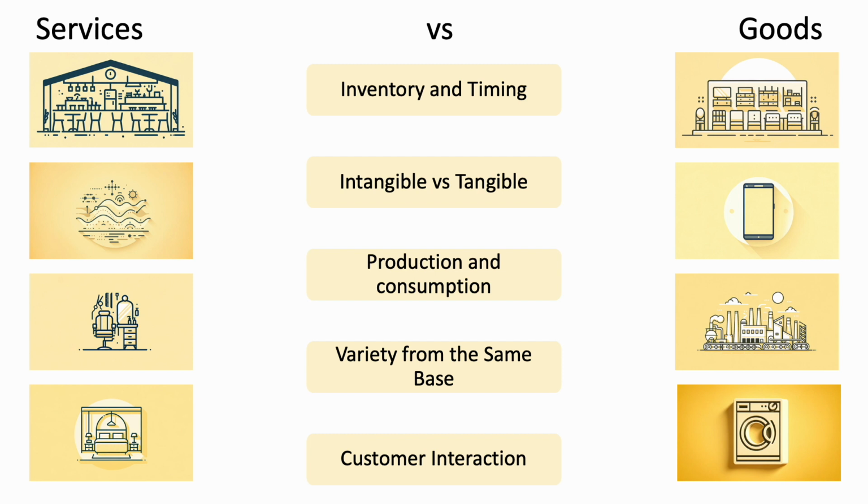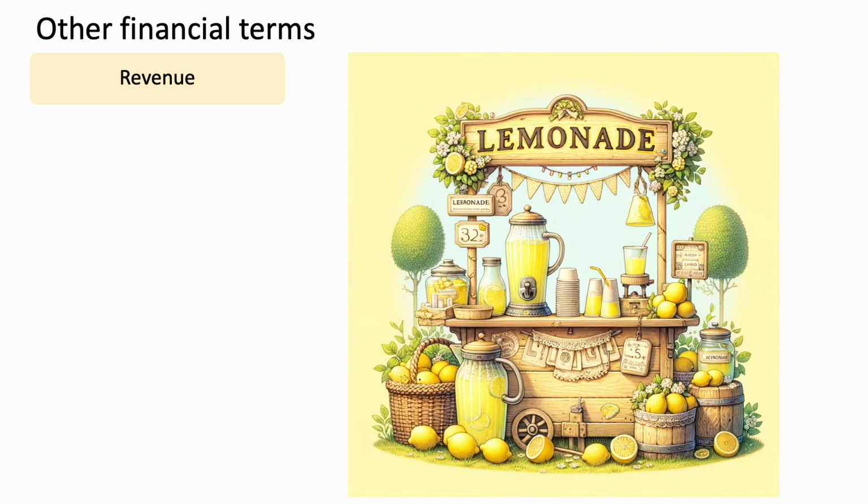Let's simplify other financial terms with real-life examples. 1. Revenue. Imagine you run a lemonade stand. The money you make from selling lemonade is your revenue. It's the total amount of cash flowing in from your lemonade sales.